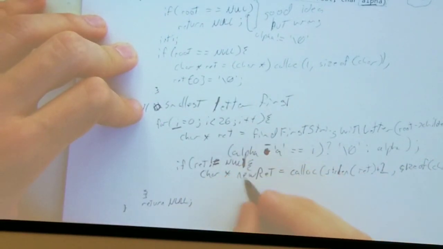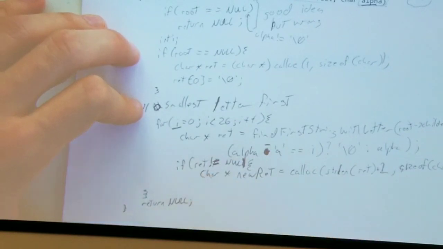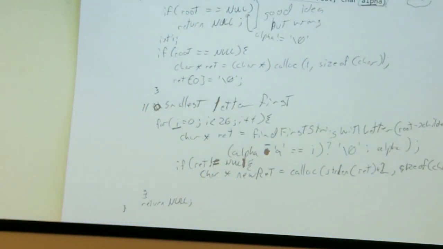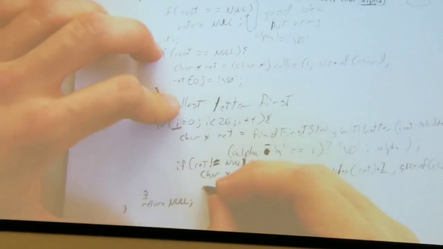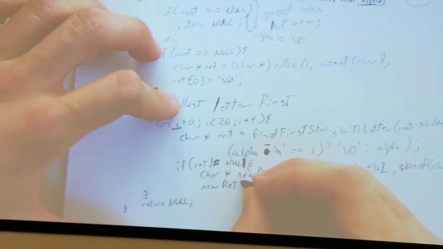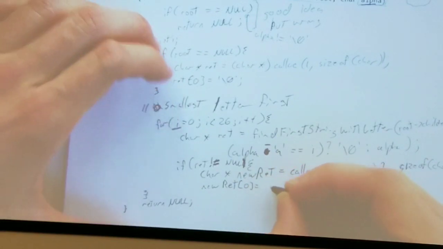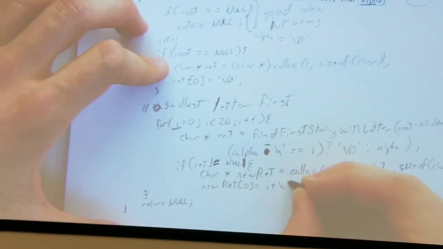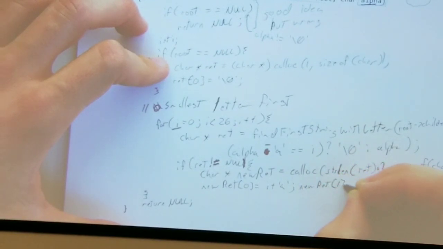And then what we do is we copy in the ret, but we don't want to copy in ret first. We want to make sure that new ret is equal to this one character. So what we do is we say new ret 0 is equal to I plus A. And then we say new ret 1 is equal to the null terminator character.